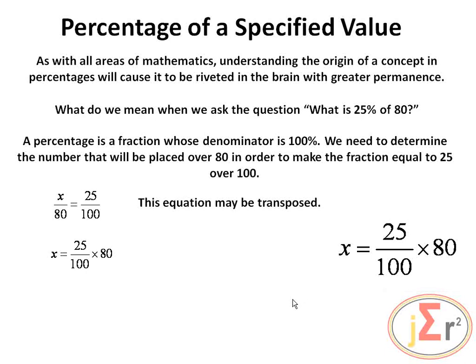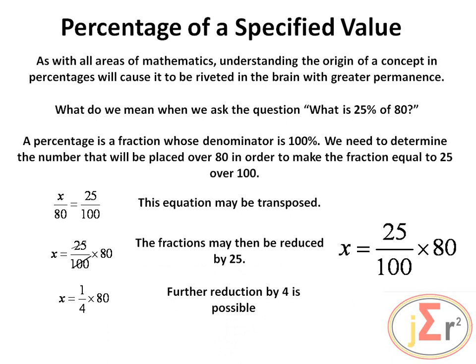And we know this. This is not anything strange, but I'm just showing you how the form came about. The fractions may then be reduced by 25, and then we are going to reduce by 4 into 80 is 20, so your answer is x is equal to 20, so the answer is 20.